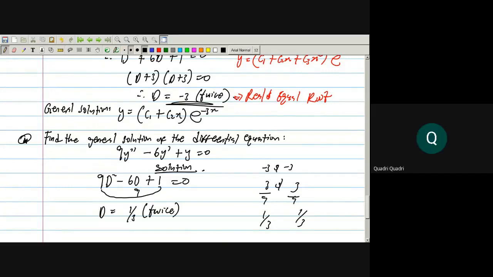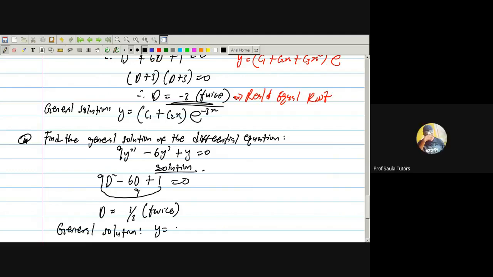Or you can just use a calculator to run it. No one is checking on this one. So now I have this. This is the repeated roots. And how do you write the general solution? So the general solution, y equal what? (C1 plus C2x) exponential 1/3 x. Exactly.